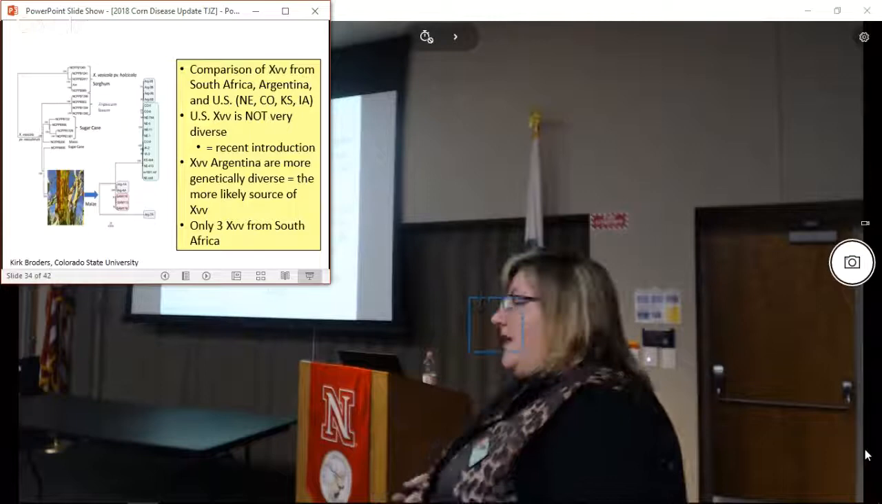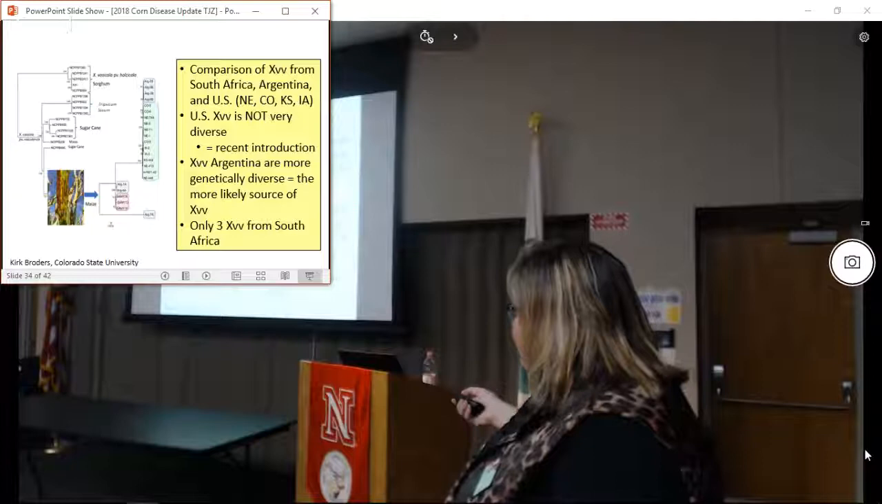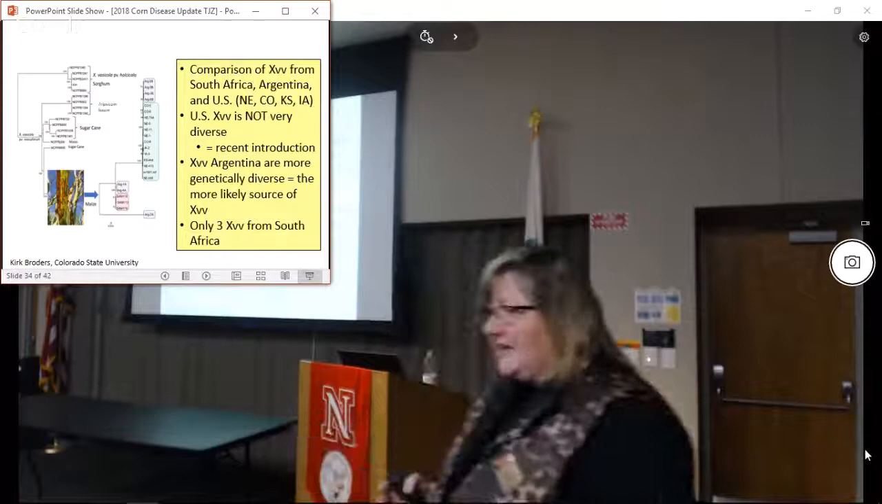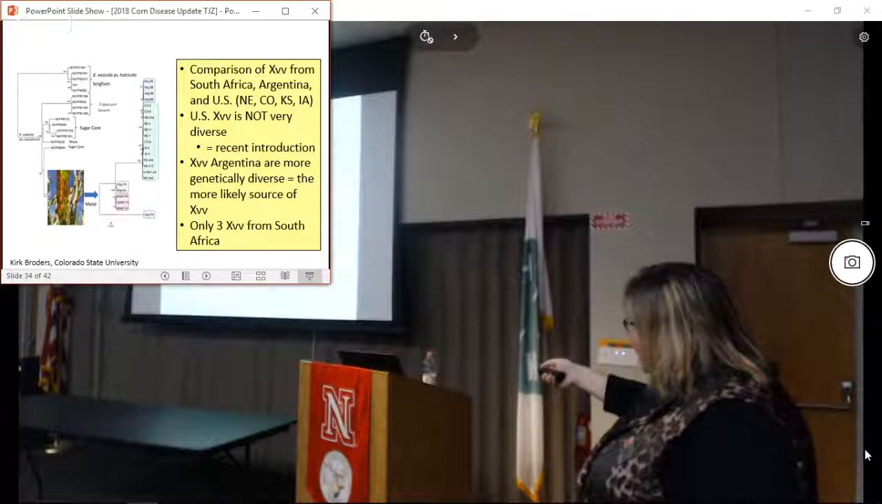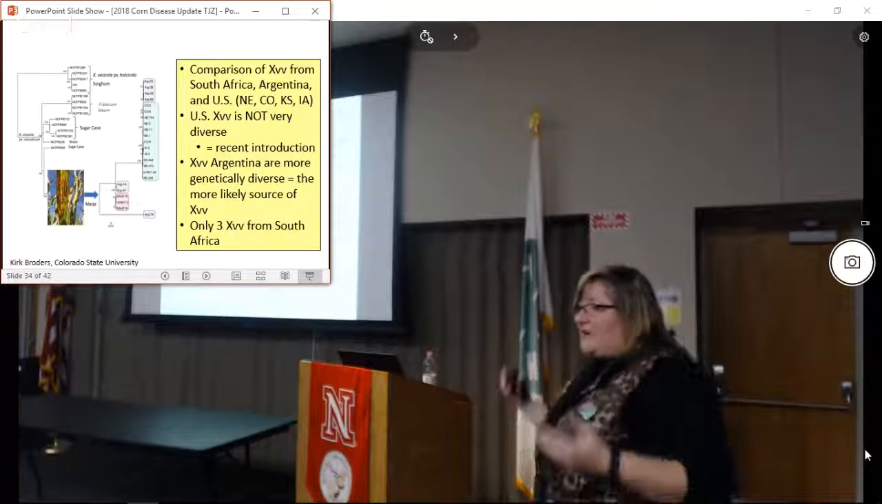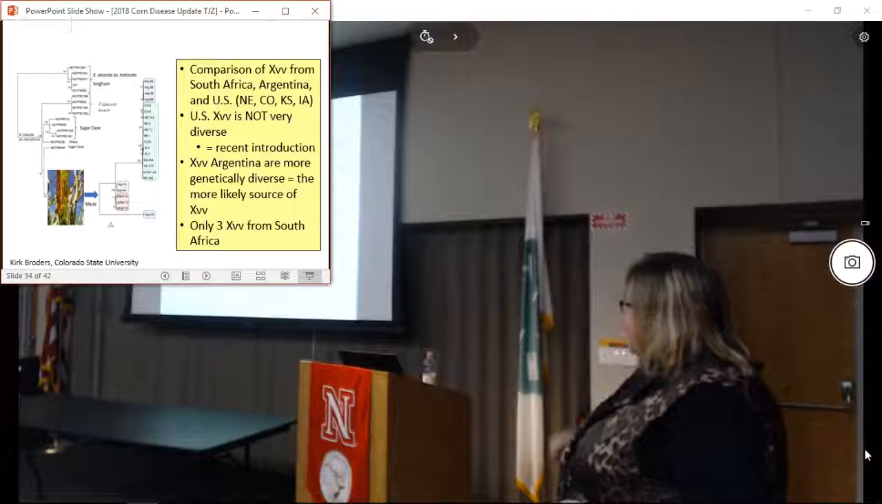There are some on there from South Africa, but unfortunately he can only get about 3 isolates from there, and that's really not enough of a sample size to get a good idea what's going on. But those 3 clumped in one little box down here below Argentina. So practically speaking right now, they're thinking that ours may have come from Argentina, for whatever that's worth, because of what we've got. That's some of the work that he's doing and where some of those results are.